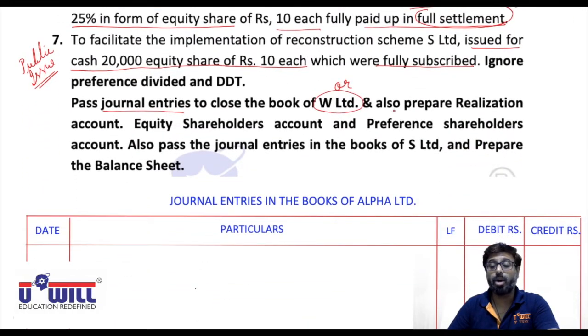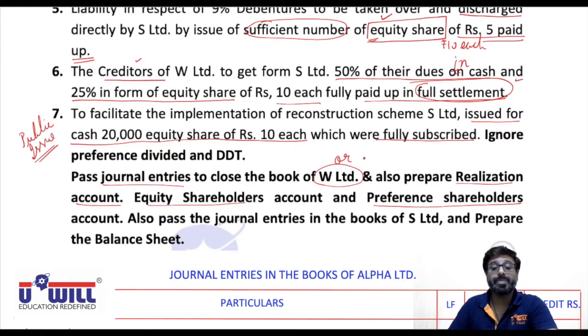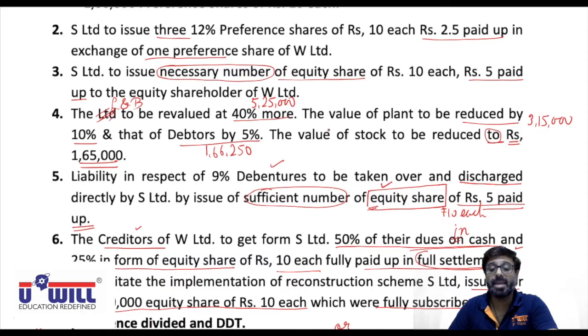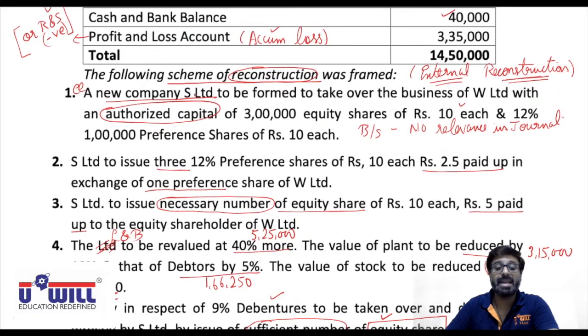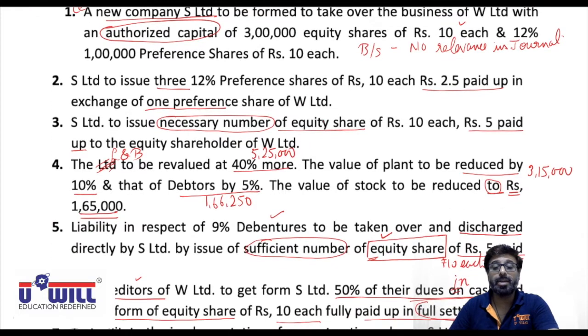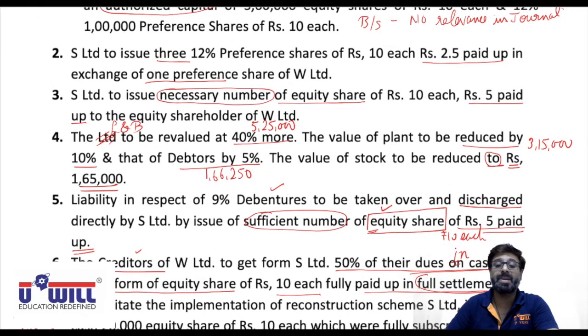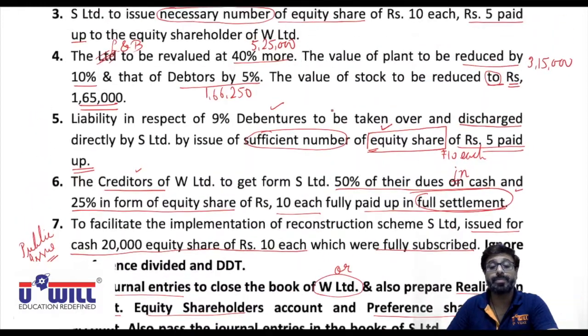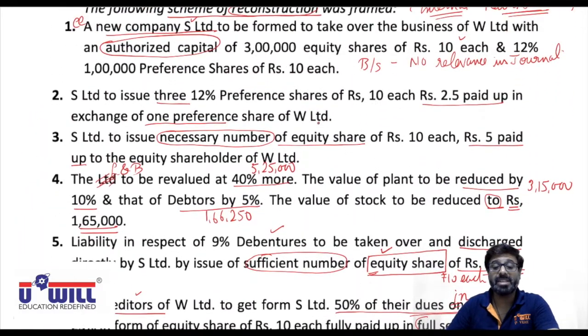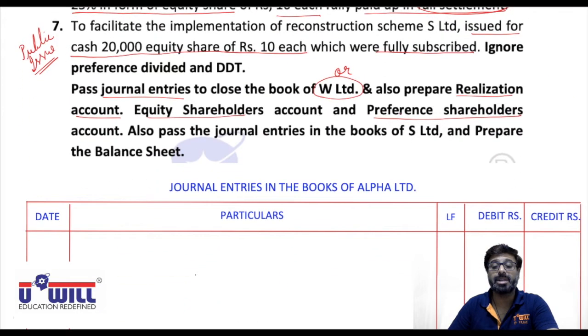So the transferor company also prepares the realization account, equity shareholders account and preference shareholders account. In addition, we will also be making the new company S Limited account, as well as the equity shares of S Limited account and preference shares of S Limited account. Because preference shares are issued and equity shares are issued, both are issued. Also pass the journal entries in the books of S Limited, the transferee company, and prepare the balance sheet.